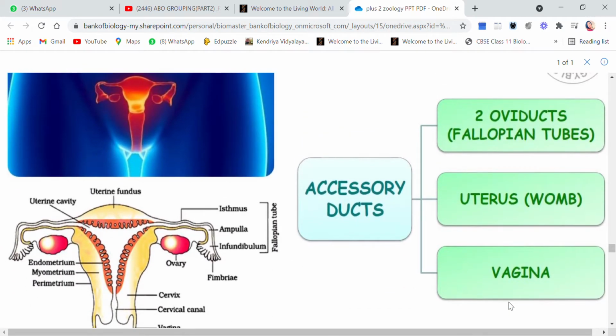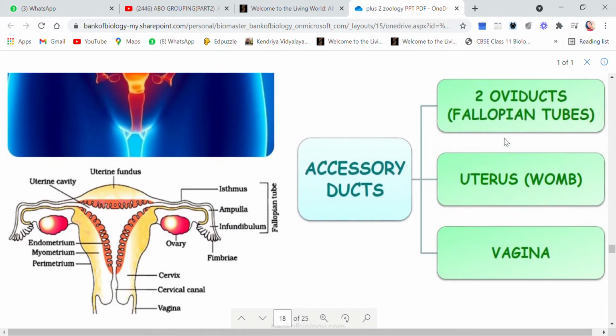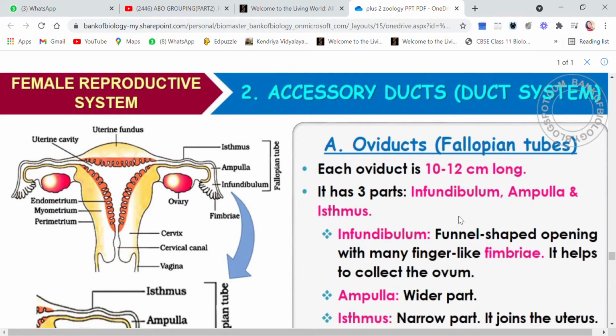Now we come to the accessory ducts. As you see, there are three accessory ducts. The oviducts, also called fallopian tubes. So these are the fallopian tubes or oviducts on both sides. Then we come to the uterus. So this is the uterus. Next, the vagina. So this is the vagina. All three of them constitute the accessory ducts in the female reproductive system.